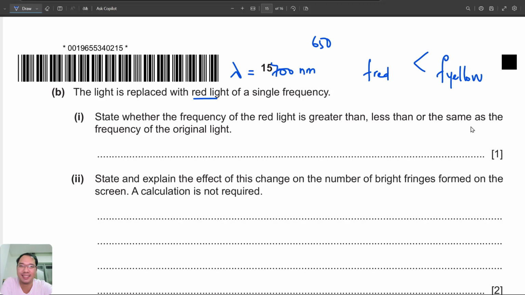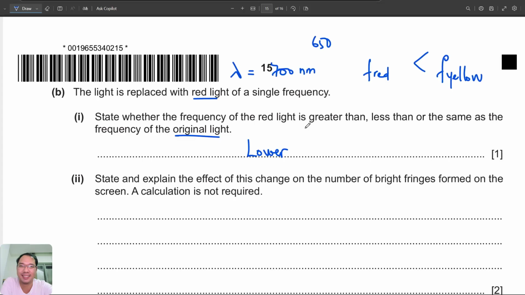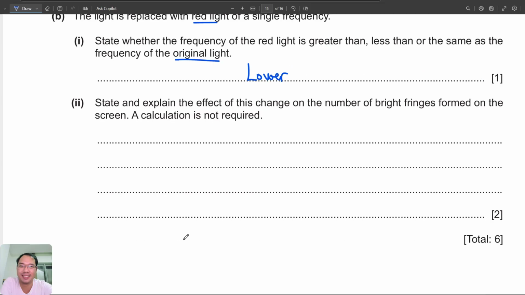So the frequency of the red line is less than the original line, the yellow. We just need to write one word, which is lower frequency. One word only is enough. Okay, check the answer. The number of fringes formed, 15, correct. Less, just like that. The frequency of the red line is less than the frequency of the original light. You can write a whole sentence like this, or just one word, noting carefully the question, comparing the red line with the original light.